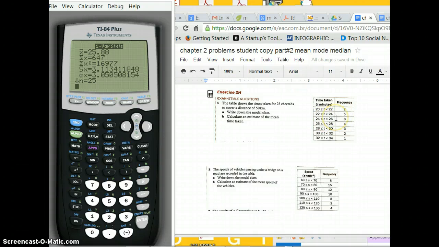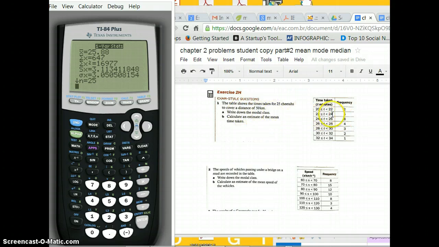And of course that's not an exact mean because we've lost the exact numbers that these frequencies correspond with, so it's an estimated mean. So if you see, it says calculate an estimate of the mean time taken, because we can't calculate an actual mean.